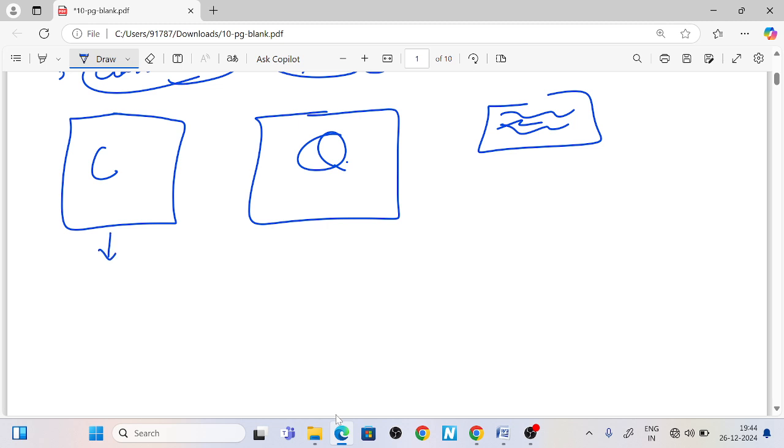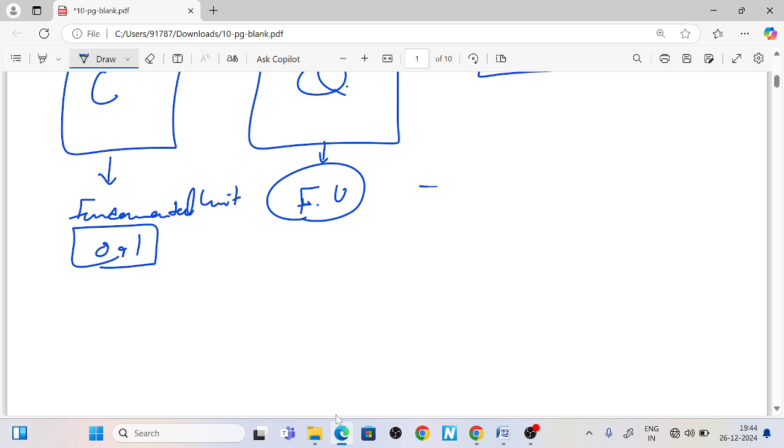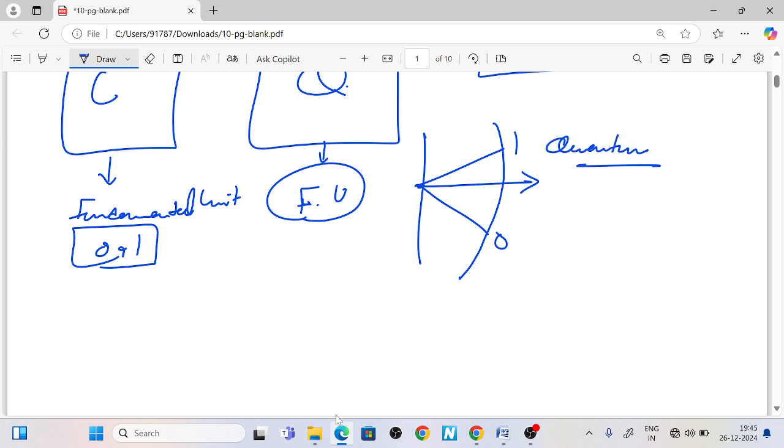In classical computing, the fundamental units are 0 and 1. In quantum computing the fundamental units are the same, but they are in a different kind of range. For example, you can take it like this: this is a needle, this is 0 and this is 1, and this is the quantum case, and this is the classical.